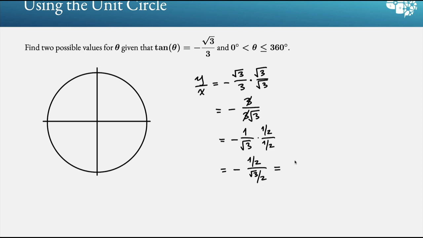Again, we're looking for this to be y over x on the unit circle. Well, we have y coordinates of 1/2 and we have x coordinates of root 3 over 2. We of course want this to be negative. Well, it's only going to be negative if one and only one of these two things is negative. So that's going to be either in the second quadrant or in the fourth quadrant.